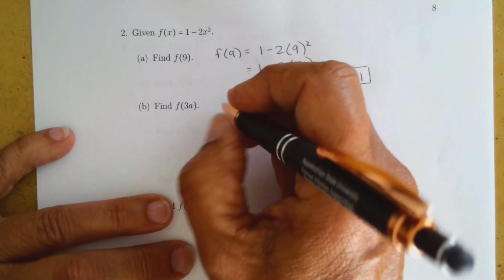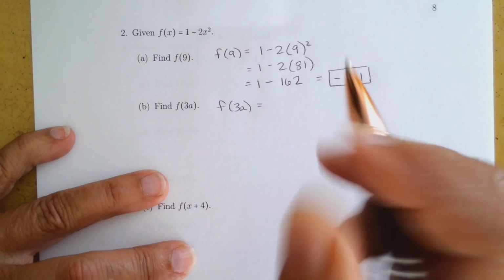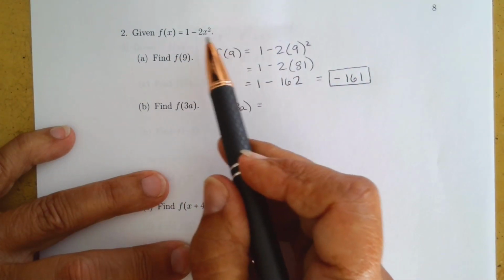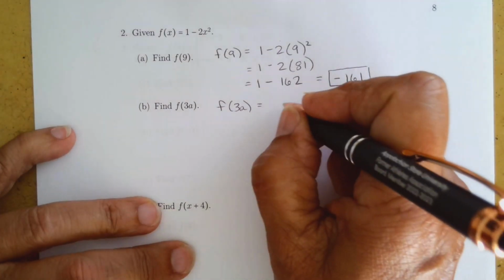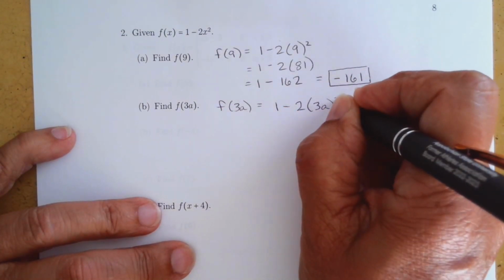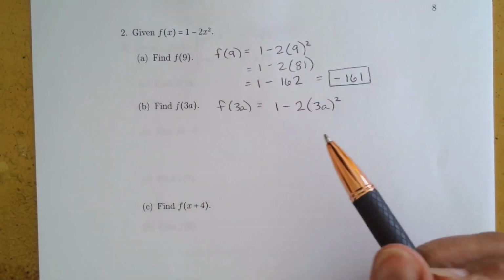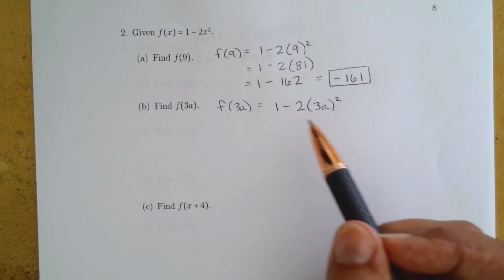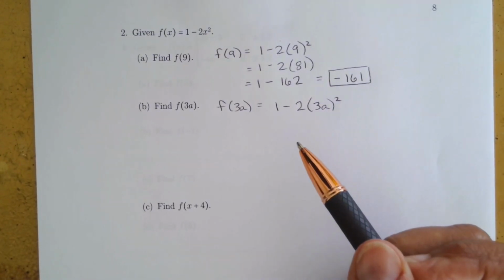All right, f of 3a. So remember what that means. We're going to replace any x in the problem on the right with 3a. Okay? So we've got 1 minus 2 times 3a squared. So I replace that x with 3a. Again, if it's a bigger than one number or even not, I would still put it in parentheses because you're getting ready to square it.